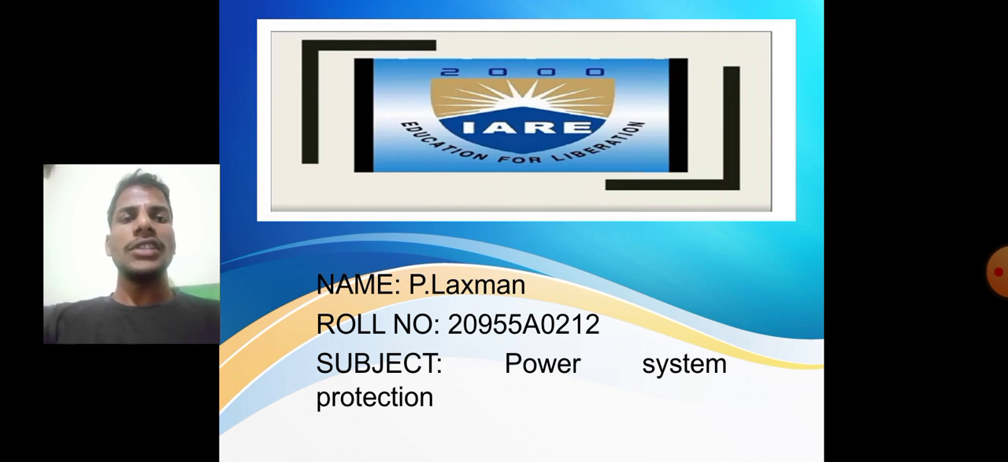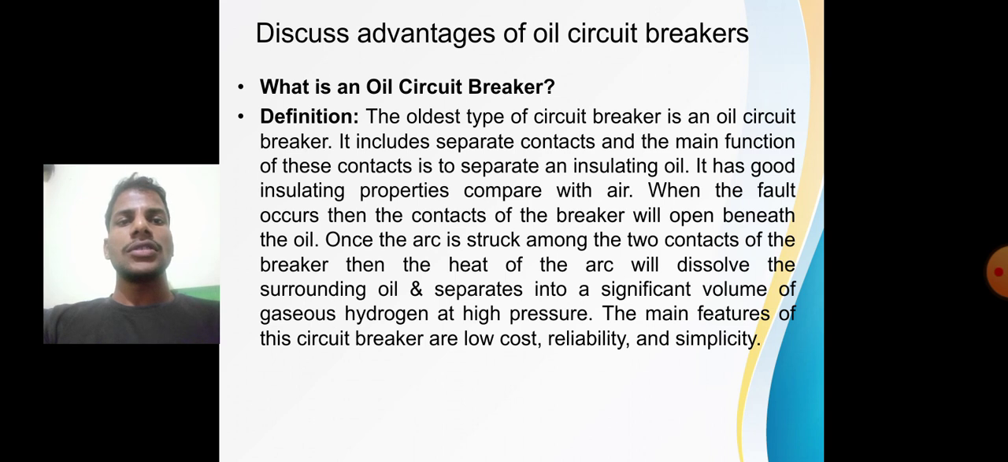Today my topic is a discussion of the advantages of oil circuit breakers. First of all, we have to know what an oil circuit breaker is. It is a type of circuit breaker that includes separate contacts, and the main function of this contact is to separate in insulating oil, which has good insulating properties. When a fault occurs, the contacts of the circuit breaker open within the oil.